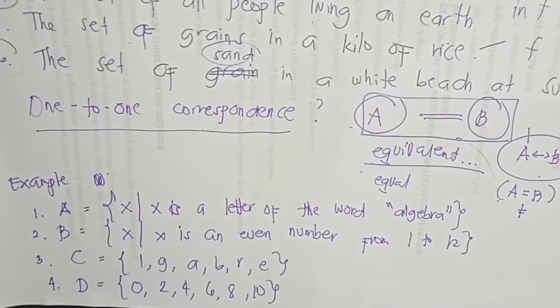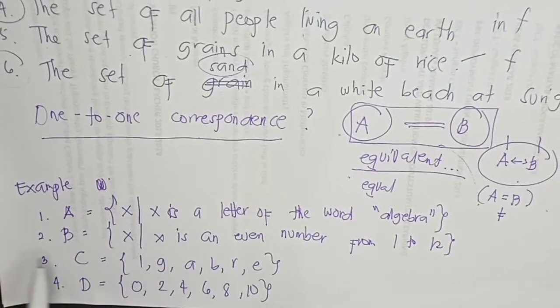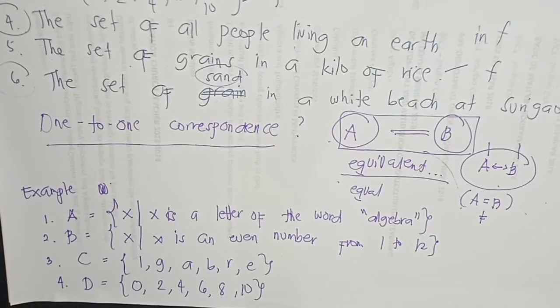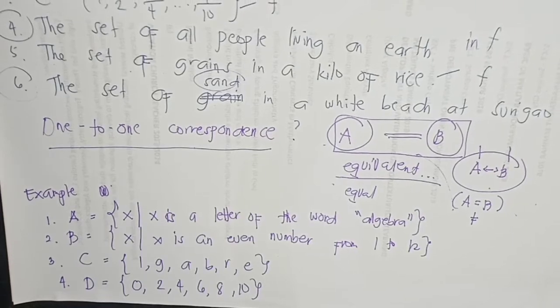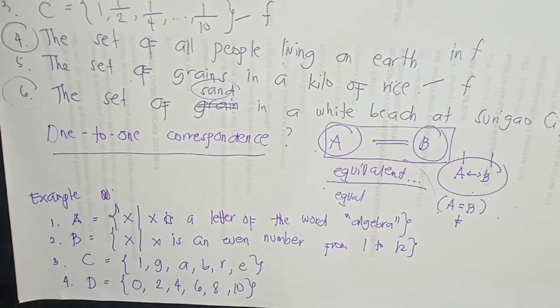So, ito po ang example. A is equal to the set of X such that X is a letter of the word algebra. B is a set of X such that X is an even number from 1 to 12. C is equal to the set of 1, G, A, B, R, E. And D is equal to the set of 0, 2, 4, 6, 8, 10.